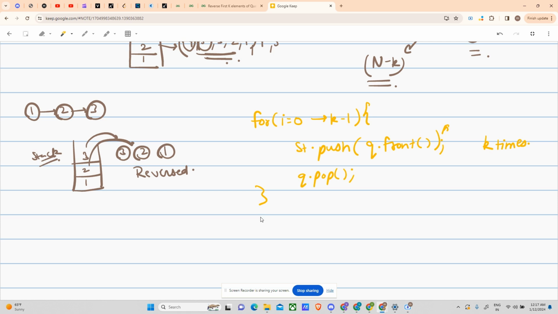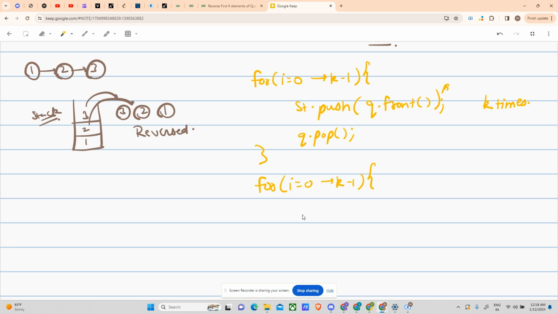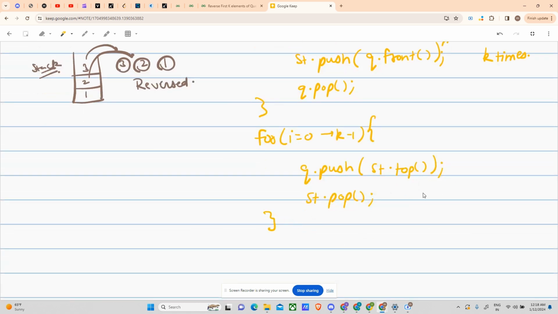After that we have got a stack. So for i equals 0 up till k minus 1, again now put those elements from the stack into the queue back. So it will be q.push(stack.top). Stack.top is similar in case of stack as it was q.front, and remove that element from the stack. This will also be occurring k times.